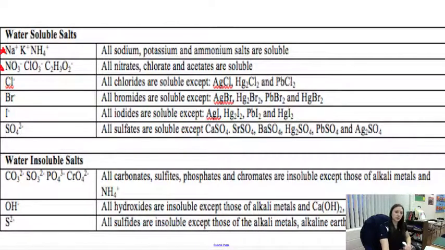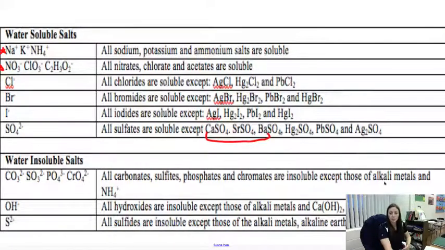Same way here, NO3, ClO3, and C2H3O2, those are always soluble, and then you run into these lovely exceptions. So if they are soluble, that means they will dissolve right away, except for a few. And if they're insoluble, meaning they will always make a solid, except for a few. So notice about a lot of these exceptions, especially with the water-soluble ones, we have a lot of silver, mercury, and lead. And then you add to that calcium, strontium, and barium. We go the other direction of the insoluble.